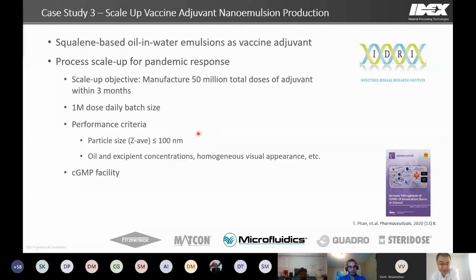Obviously, the scale-up results need to meet the criteria of matching particle size. In this case, the Z average particle size needs to be less than 100 nanometers, along with several other physical chemical properties. The last requirement is the production batch needs to be processed at IDRI's cGMP facility, which means the scale-up solution or equipment needs to comply with the cGMP requirements.